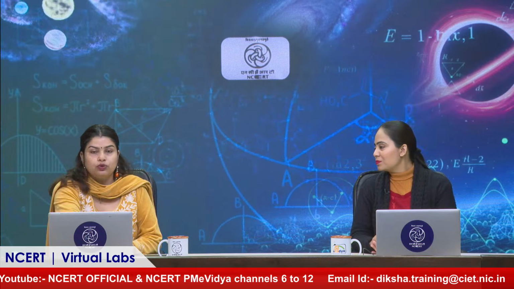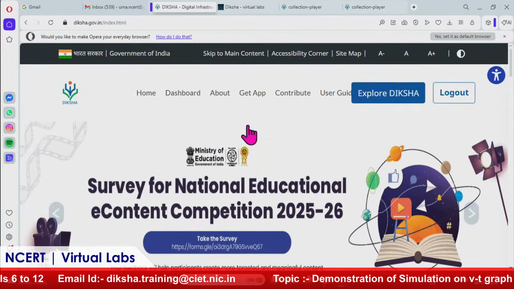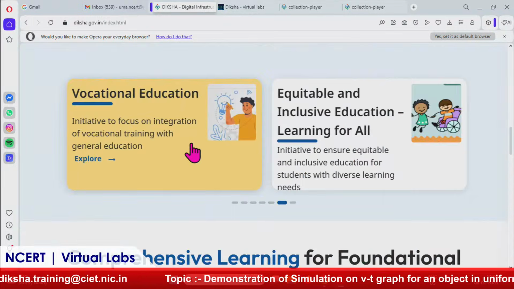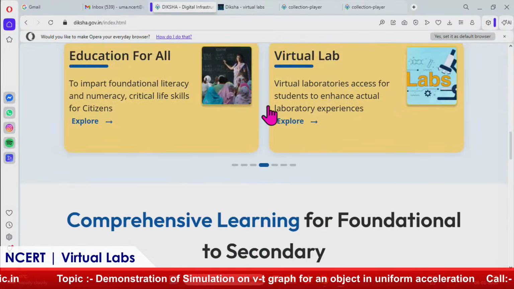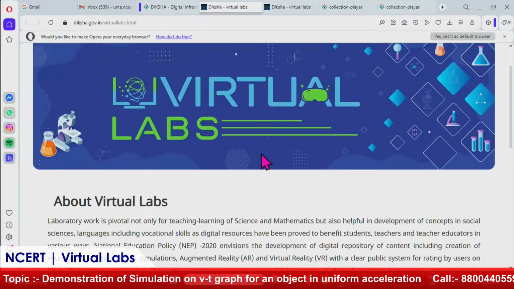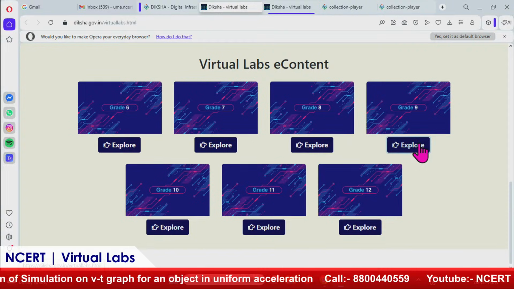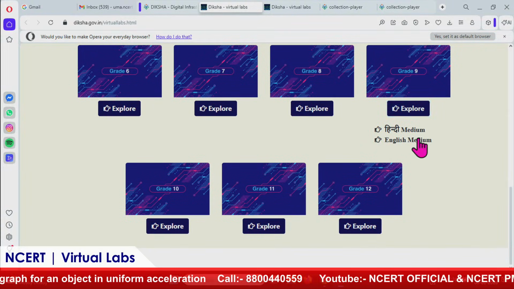Sure, ma'am. I just wanted to show you how helpful it is in the lab. For that, you simply go to the Diksha platform, diksha.gov.in, and there are different focus areas, and one of the focus areas, as we know, is the virtual lab. So we will go to this virtual lab, and since it is a grade 9 experiment, I will go to the grade 9 experiments, and it is in English.